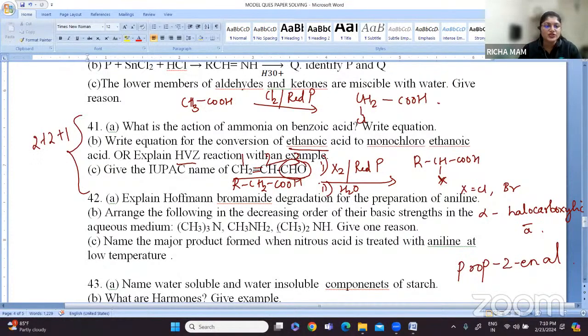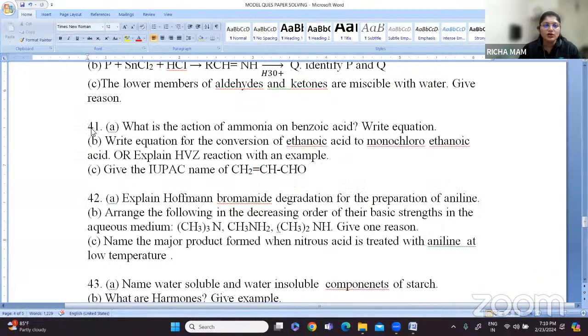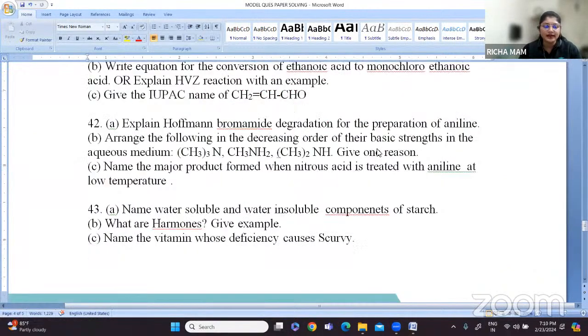Next, question 42. Explain Hofmann bromamide degradation for the preparation of aniline. Next, question B. Arrange the following in the decreasing order of their basic strengths in the aqueous medium. Give one reason. And name the major product formed when nitrous acid is treated with aniline at low temperature.